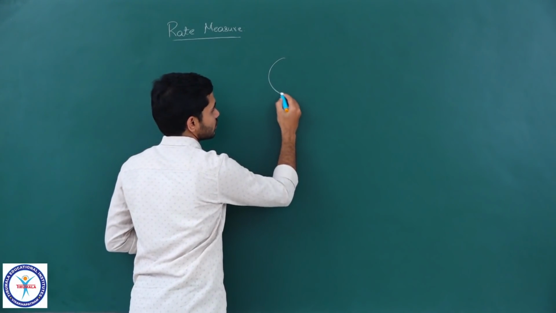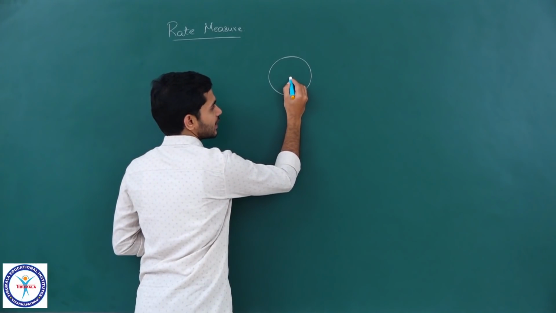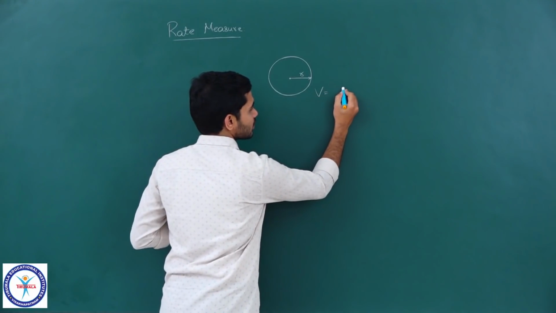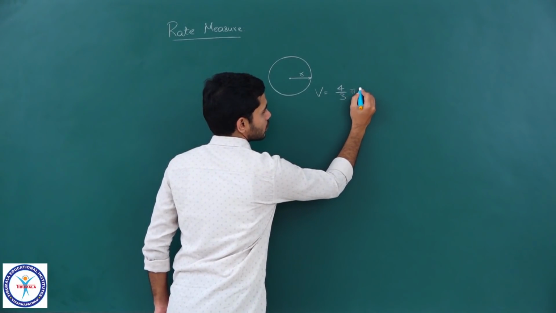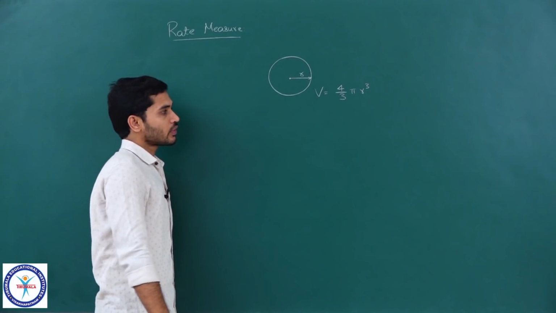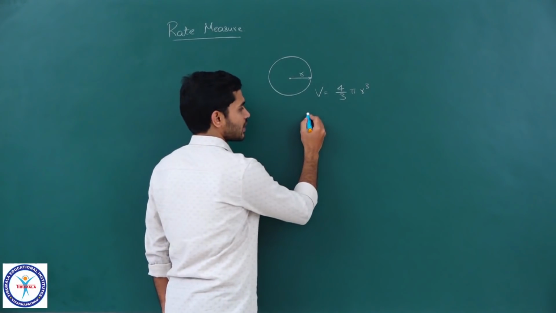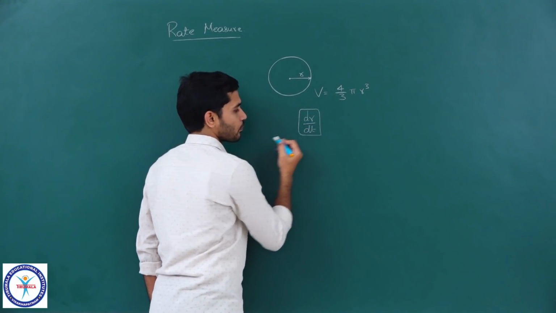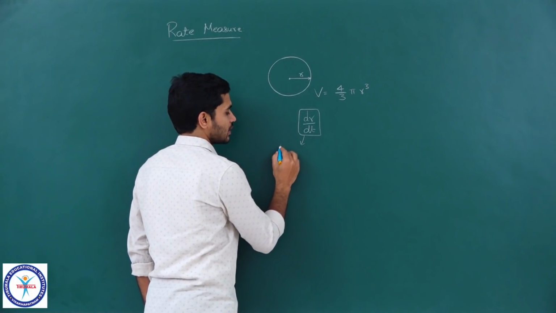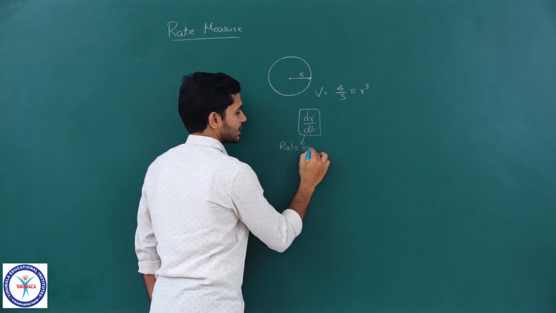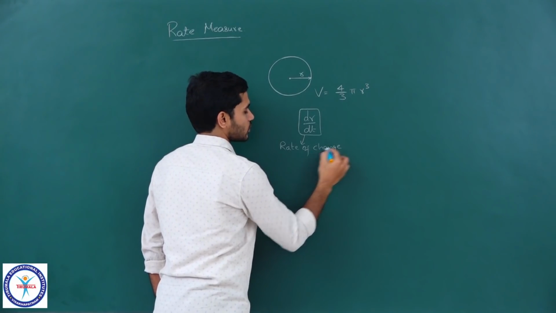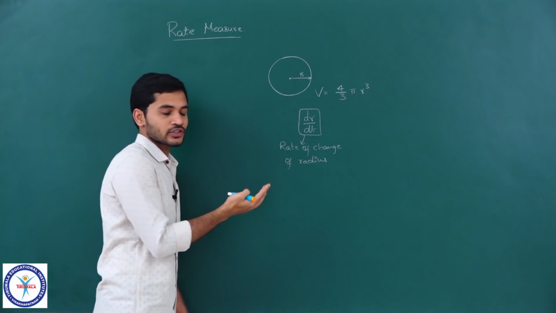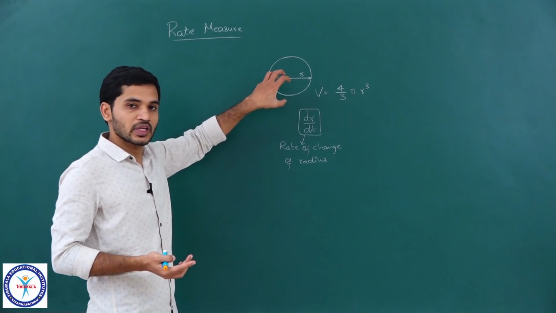Let us say we have a sphere, and if r is the radius of the sphere, then we can say that the volume of the sphere can be written as 4 by 3 pi r cube. You know this relation, right. Now, in this particular scenario, for example, let us say they have given us the value of dr by dt. So, dr by dt means what? It represents the rate of change of radius. Let us say for some reason the radius of that object is increasing or decreasing.